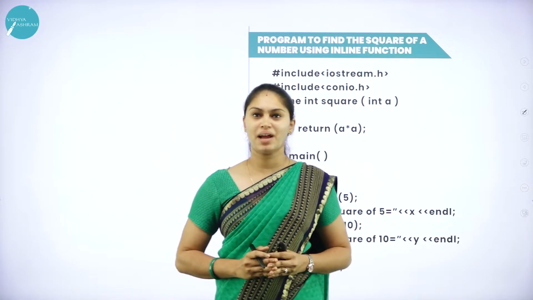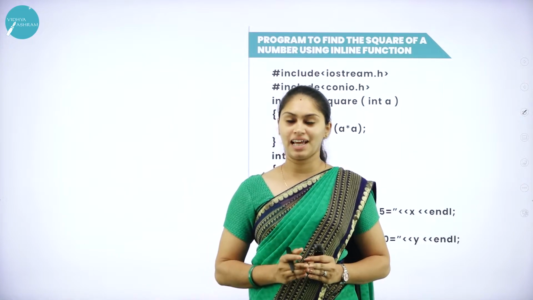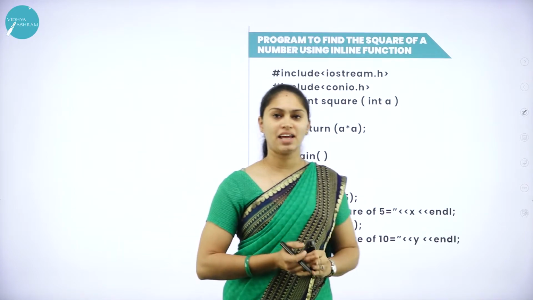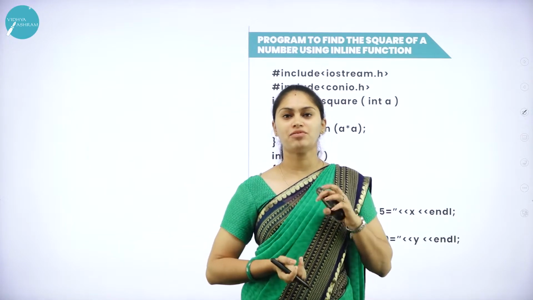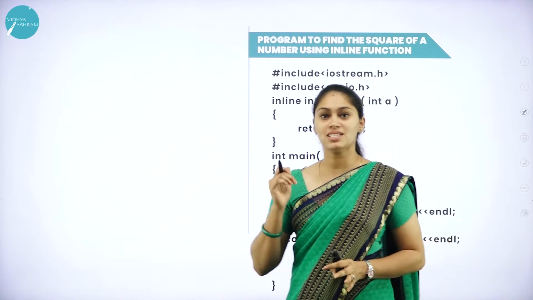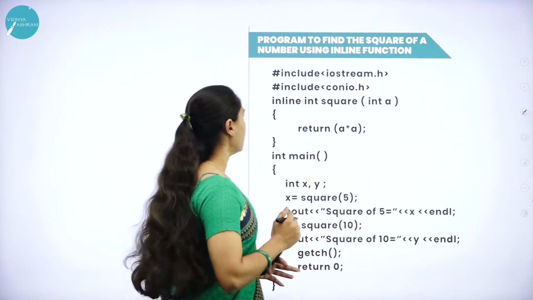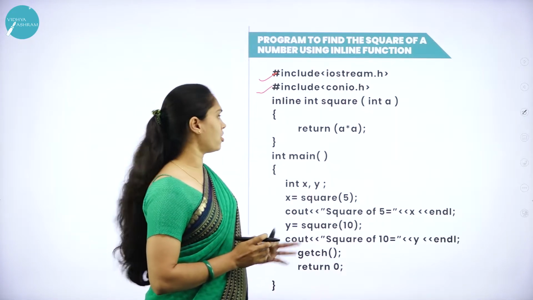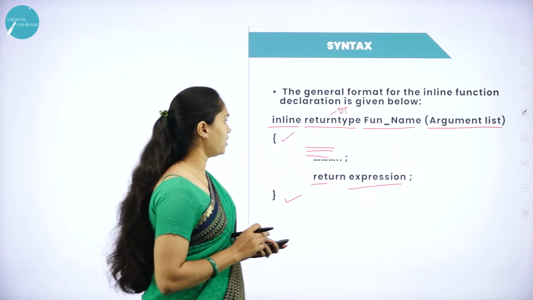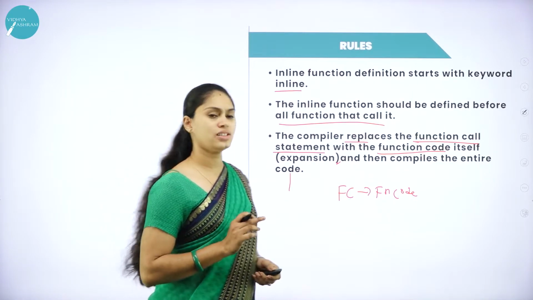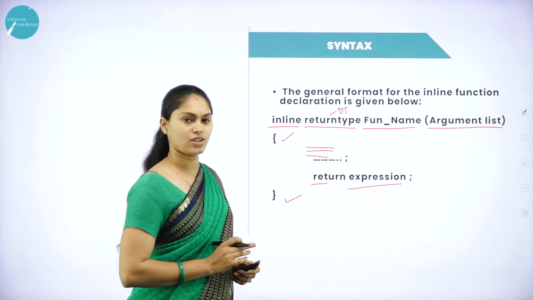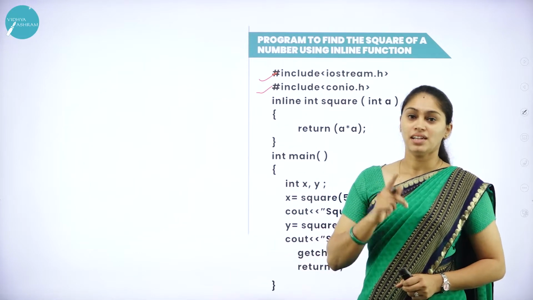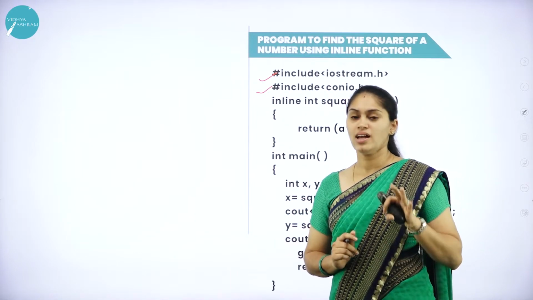Now we'll see one program to understand the concept of inline. In this program, I'm going to find the square of a number using an inline function, with the help of this inline concept. Here I am including two header files, #include iostream.h and #include conio.h. After that, what was the second rule? It must be defined before the function that calls it. If I want to call this inline function, it must be defined first, and it must have its own function body.